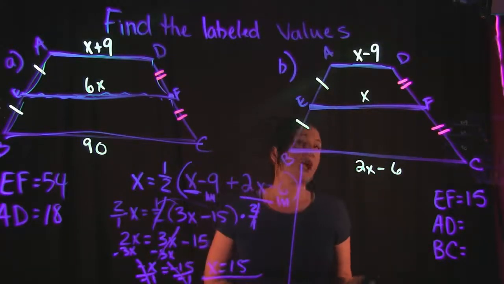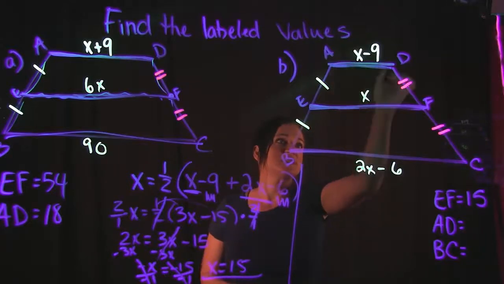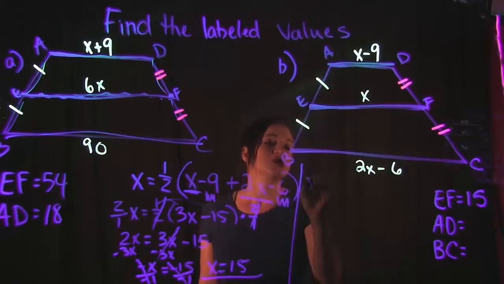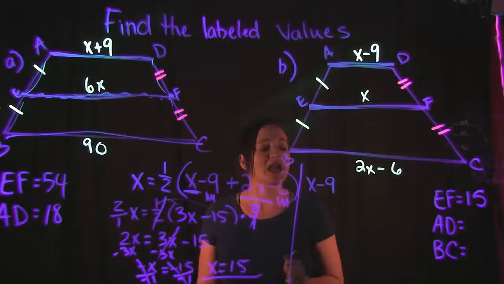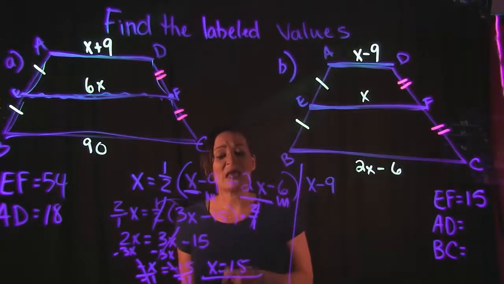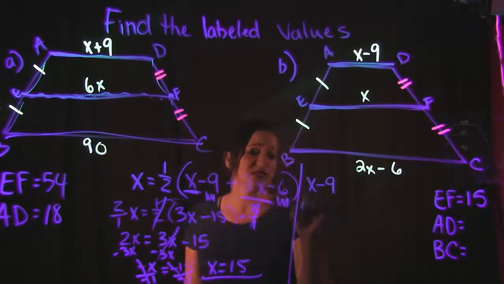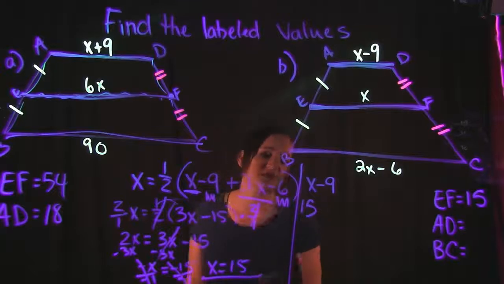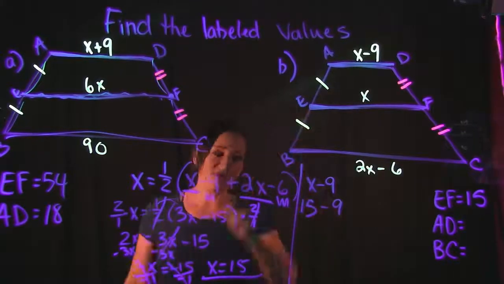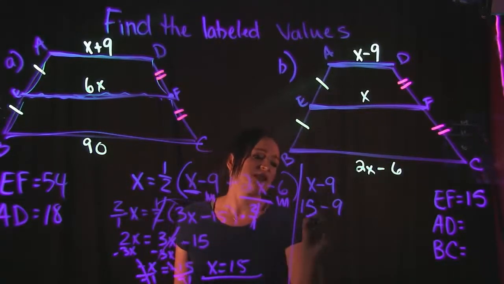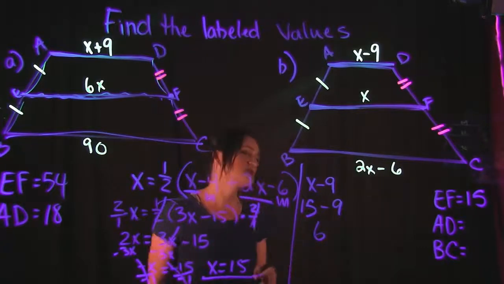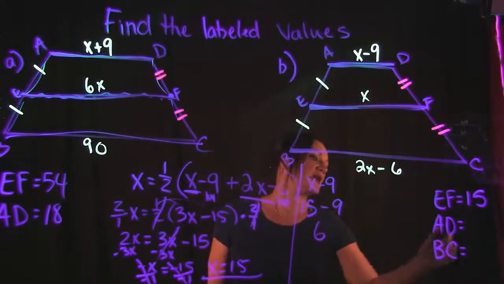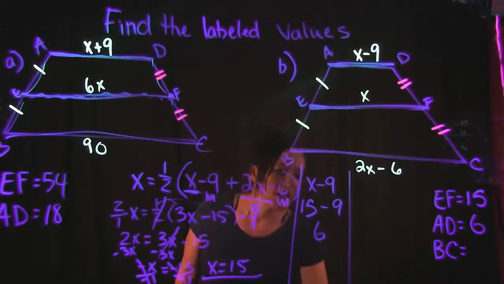The next thing they want us to find is AD. So AD is the top base over here. So AD is equal to x minus 9. We now know that x is 15, so we can plug in that 15 for x and simplify this. 15 minus 9 gives us a 6. So that means AD is equal to 6.